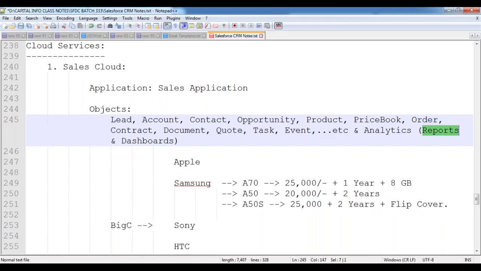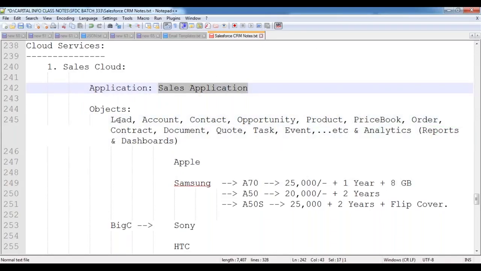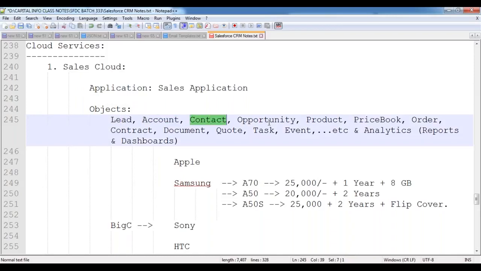In order to automate all the sales processes which we are following inside the organization, we are using the sales application. As part of the sales application, we are using the lead object, the account object, contact, opportunity, product, price book, order, contract. Like that, we are using various objects, along with analytics features also. Okay, this is the concept of Sales Cloud features. When moving forward, we'll see the practical concepts of the sales processes also.